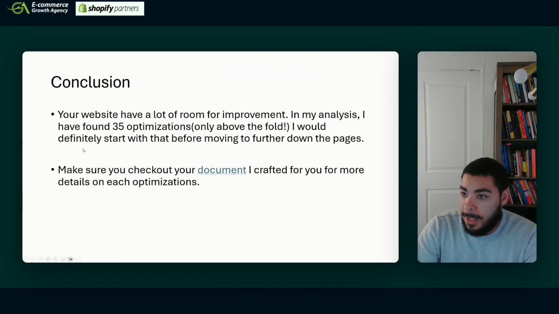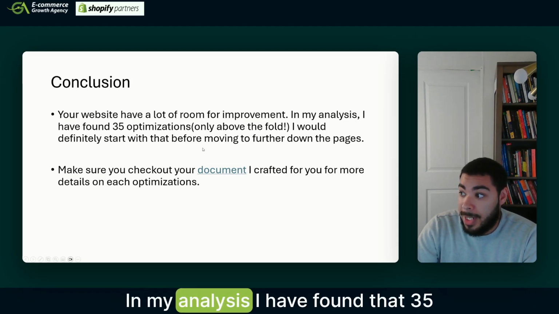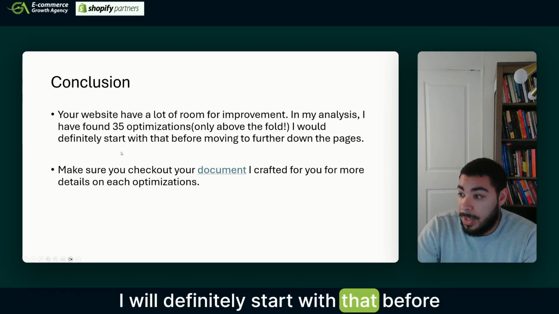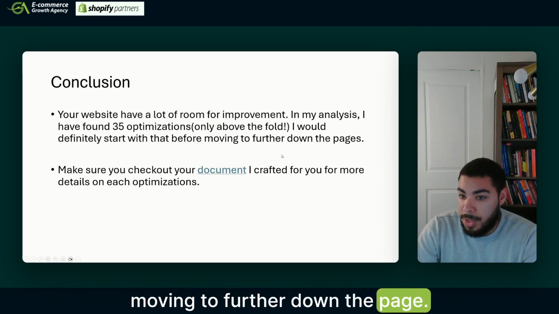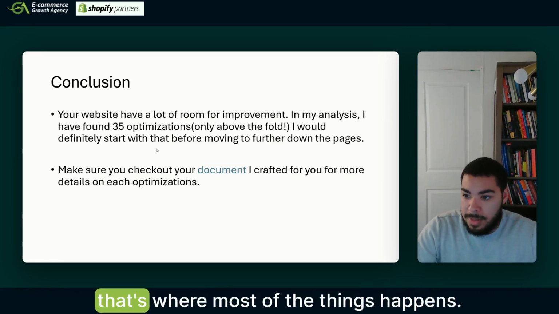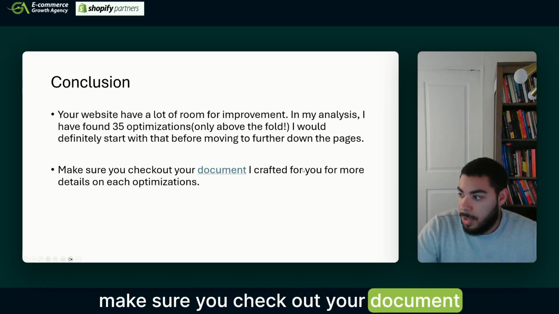So yeah, the conclusion is the website has a lot of room for improvement. In my analysis, I have found 35 optimizations only above the fold. I would definitely start with those before moving further down the page. As I said before, the ERO section is where most of the things happen. Make sure you check out your document.